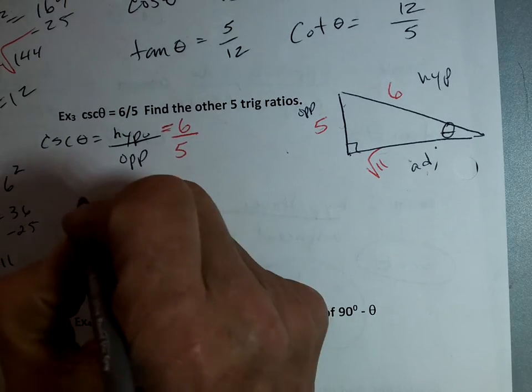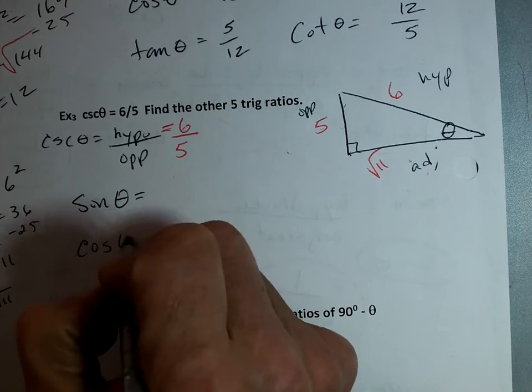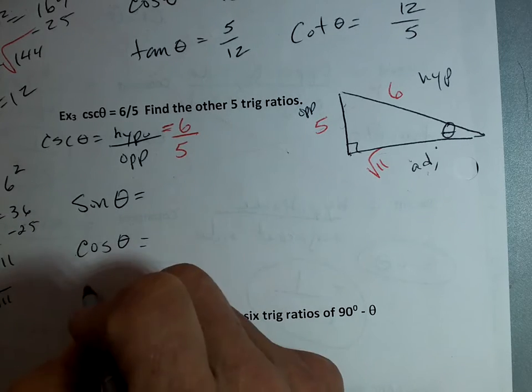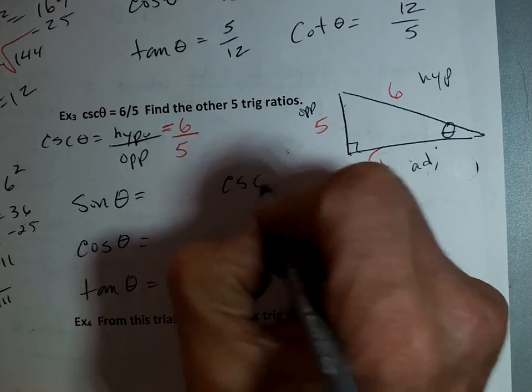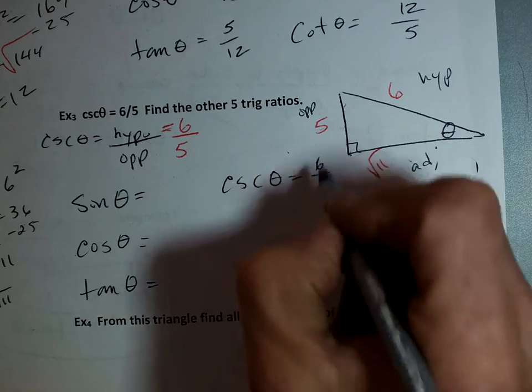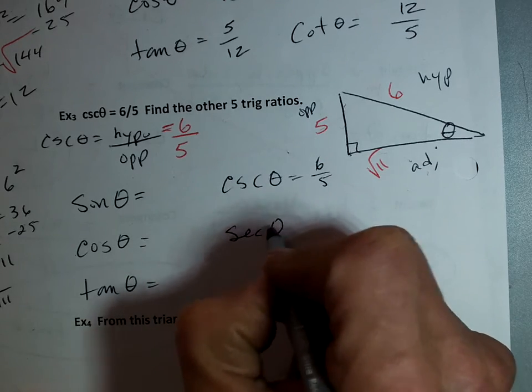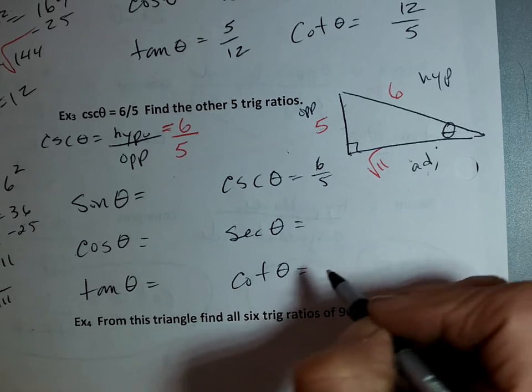Okay, do it. Sine of theta, tell me what the answer is. Cosine of theta, tell me what the answer is. Tangent of theta, tell me what the answer is. Cosecant of theta, I already know that one. I'll tell you what the answer is: 6 over 5. Secant of theta, tell me what the answer is. And cotangent of theta, tell me what the answer is, okay?